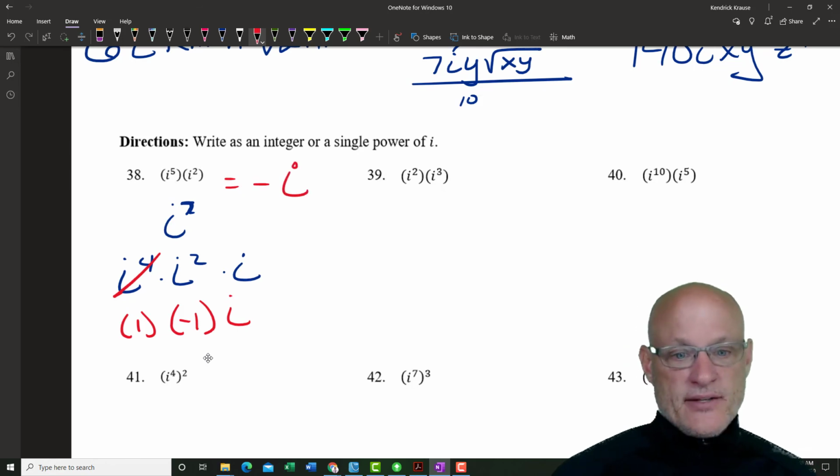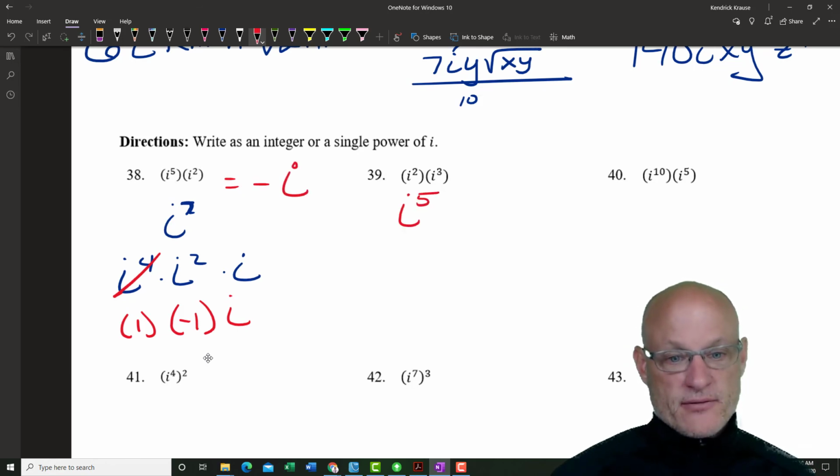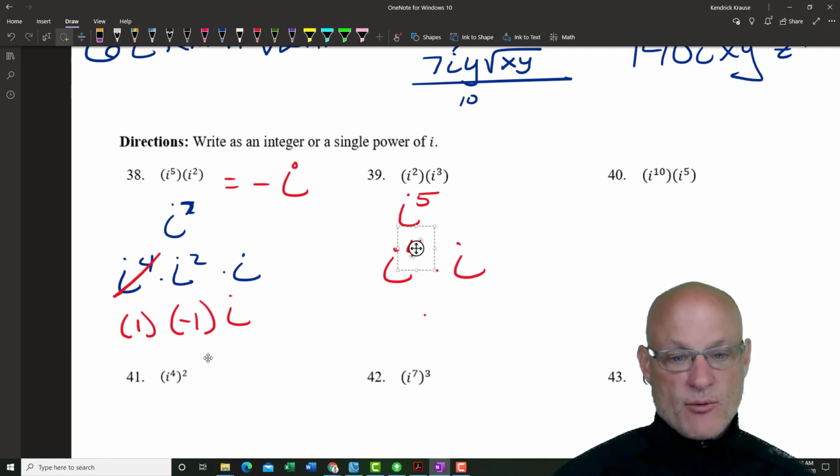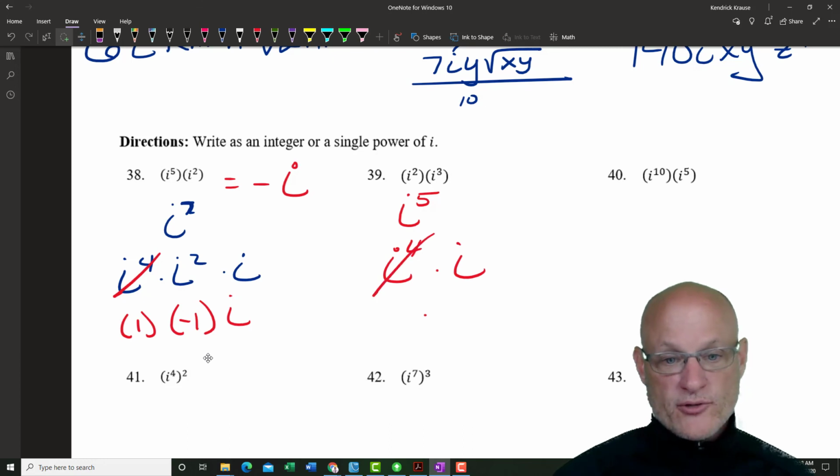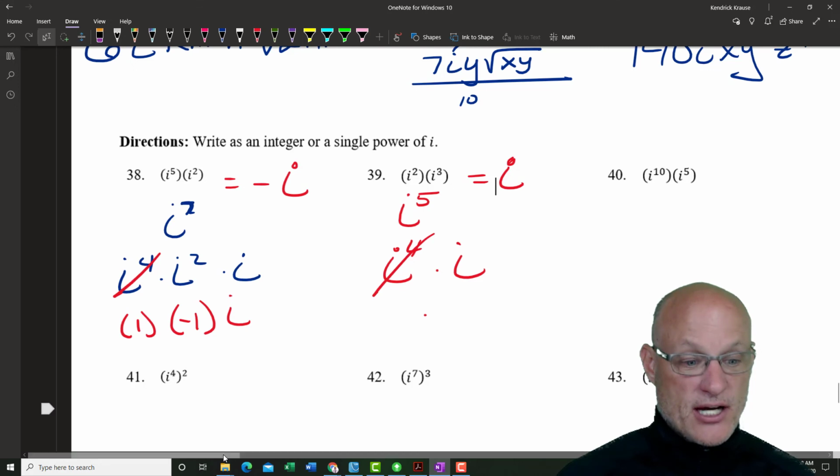This becomes i to the 5th, right? You just add the exponents. So I'm going to rewrite this as i to the fourth times i. Well, i to the fourth is just 1, so this whole thing is just 1 times i, which is just i. And again, your calculator will do this for you.